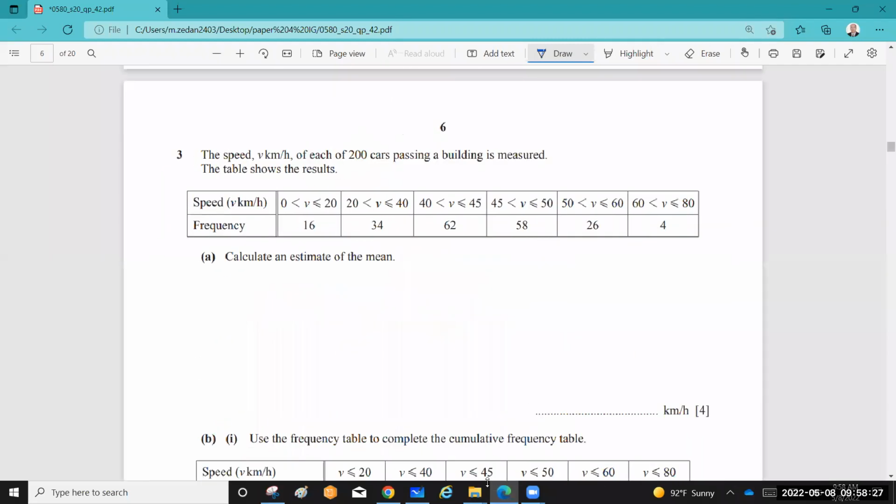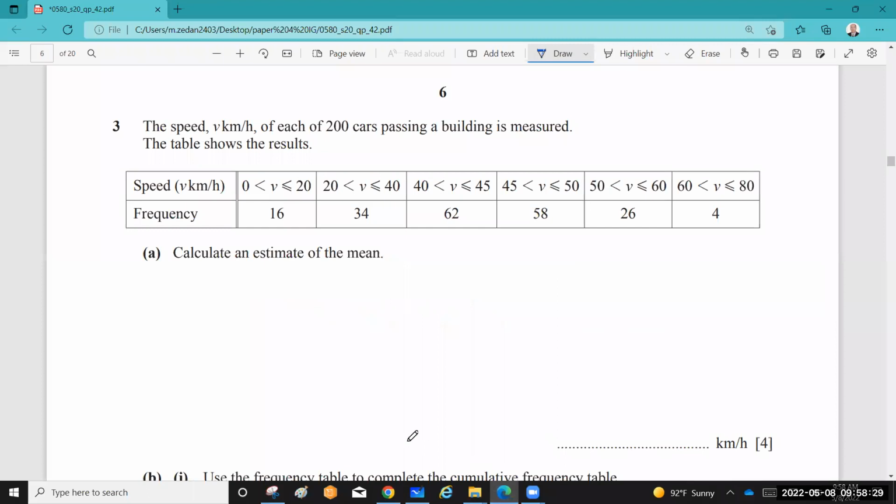This one. Calculate the estimate of the mean. To calculate the mean, as you know, you just find the representative of each class, which is the midpoint. X here is the midpoint of each class. So the midpoint of 0 to 20 is 10, and then 30. Just add the lower bound and upper bound of the class, and then divide by 2. You get the average of the lower and upper bound of each class.